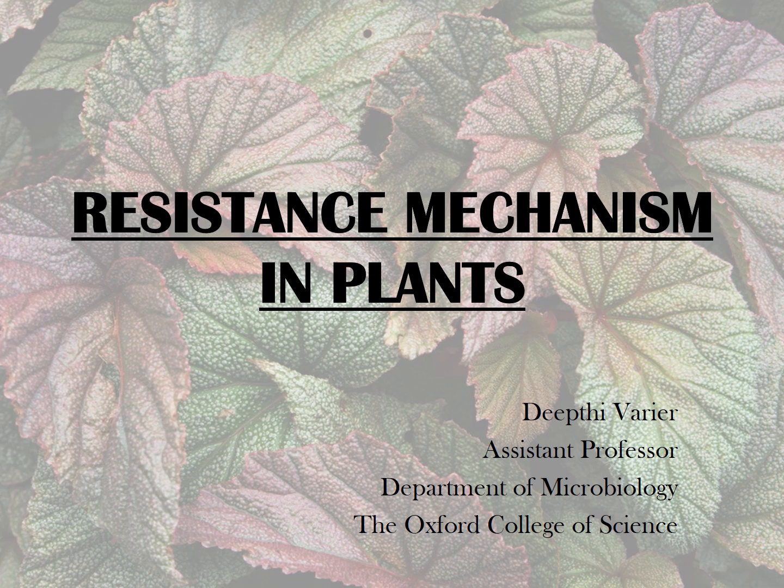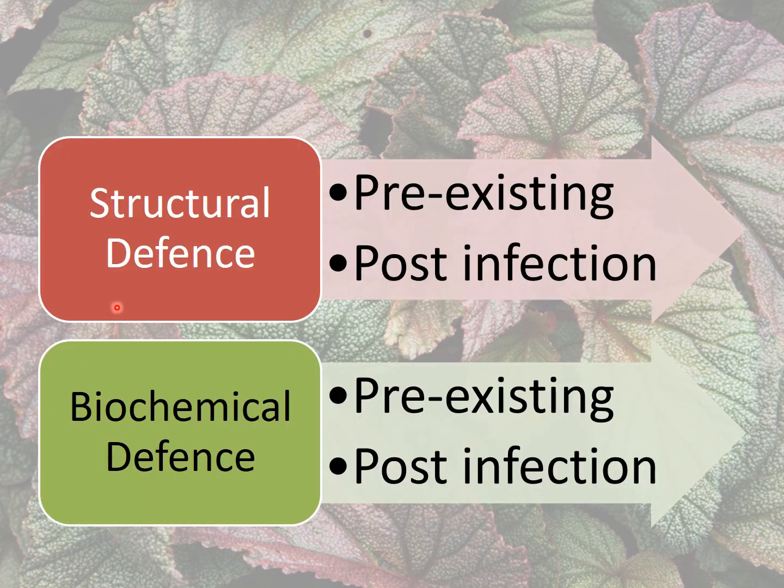Now, these mechanisms are divided into different types. Mainly, the defense mechanisms in plants can be classified under structural defense mechanisms and biochemical defense mechanisms. Both of these are further classified into pre-existing and post-infection defense mechanisms. Pre-existing are the constitutive defense mechanisms which are always present, and post-infection defense mechanisms are the active defense mechanisms which are developed or induced when there is attack by a pathogen. So pre-existing and post-infection defense mechanisms can be seen in structural mechanisms as well as in biochemical aspects.